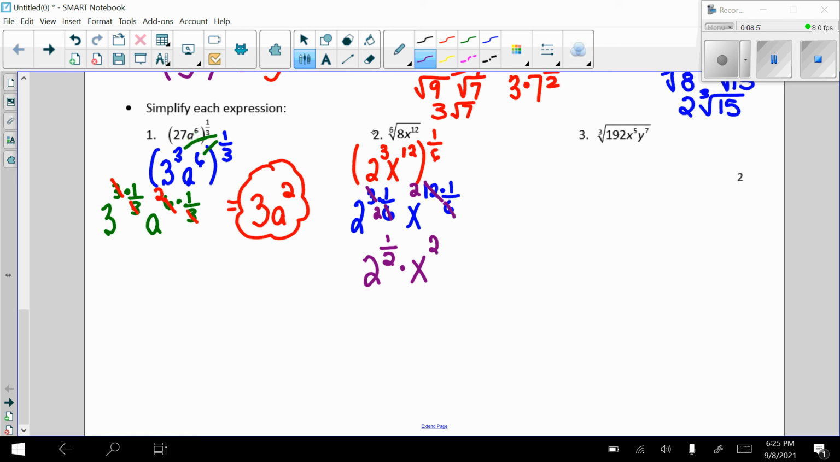Okay, now typically because we've been given this problem as a radical, we give our answer back as a radical. So we have to put this as the square root of 2, and we can take our x squared and put that out in front. So we get x squared root 2.